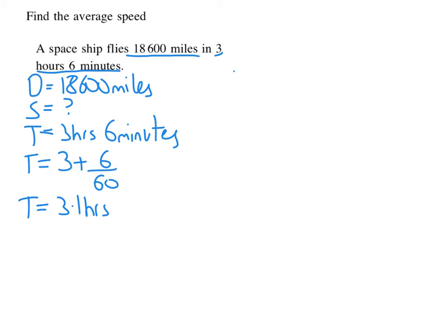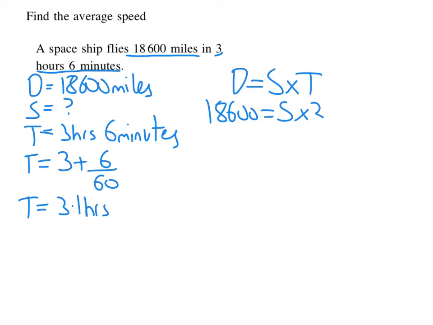Let's write out our formula. Distance is equal to speed multiplied by time. Sub in our values. D is 18,600, which is equal to S. Well, we don't know what S is. That's what we've been asked to work out. And time as decimal time is 3.1. So rewriting that right-hand side, speed, or S times 3.1 is the same as saying 3.1 S.